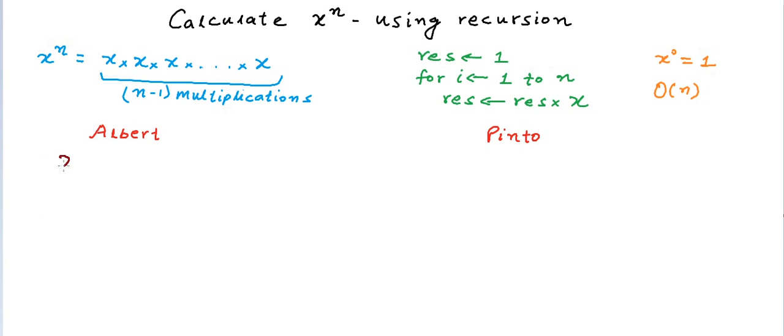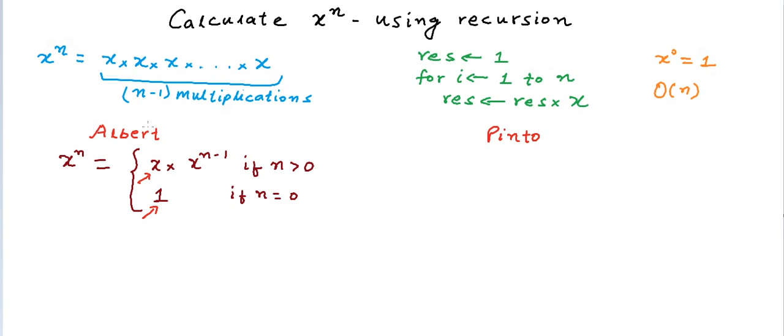So Albert says that x to the power n can be written as x into x to the power n minus 1, and this is true for all n greater than 0. For n equal to 0, x to the power 0 is simply equal to 1. So x to the power n being equal to x into x to the power n minus 1 is a recurrence relation, because x to the power n is expressed in the form of x to the power n minus 1, and this second condition is our base condition. So let us see what Albert's implementation is.